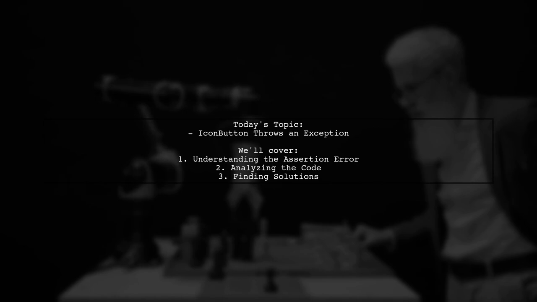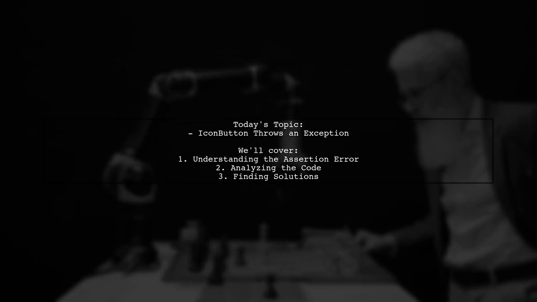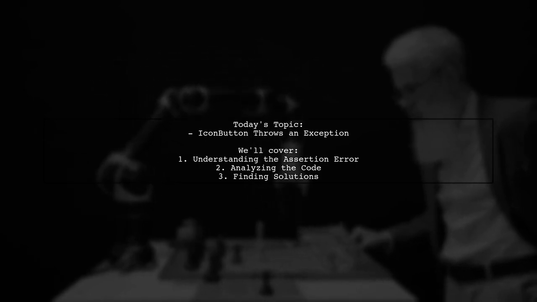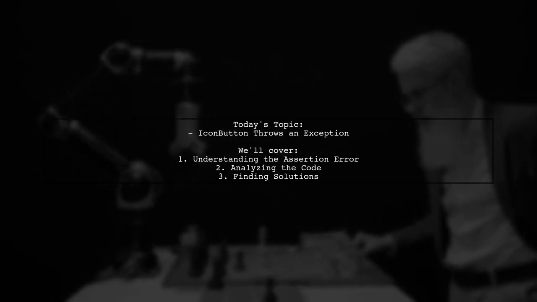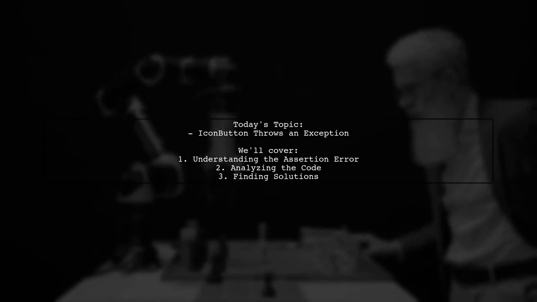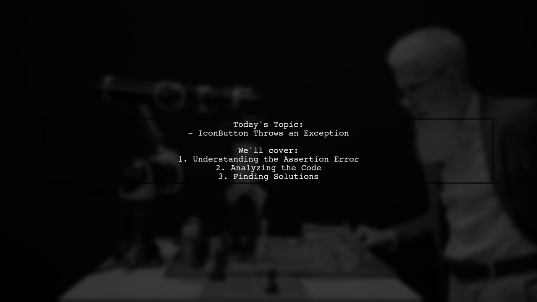Today, we're tackling a question that many new developers encounter. Our viewer is trying to create a simple app bar widget with icons, but they're running into an assertion error with the icon button. Let's dive into the details and see how we can help them resolve this issue.